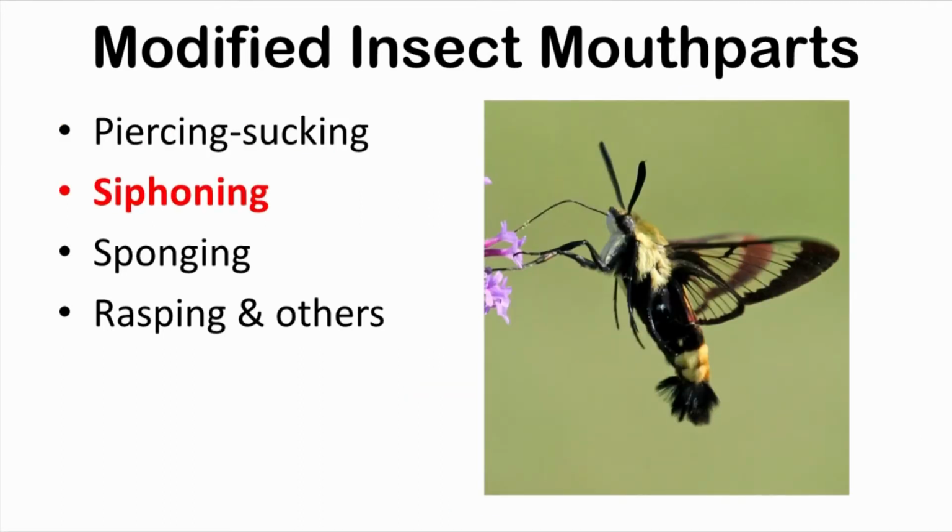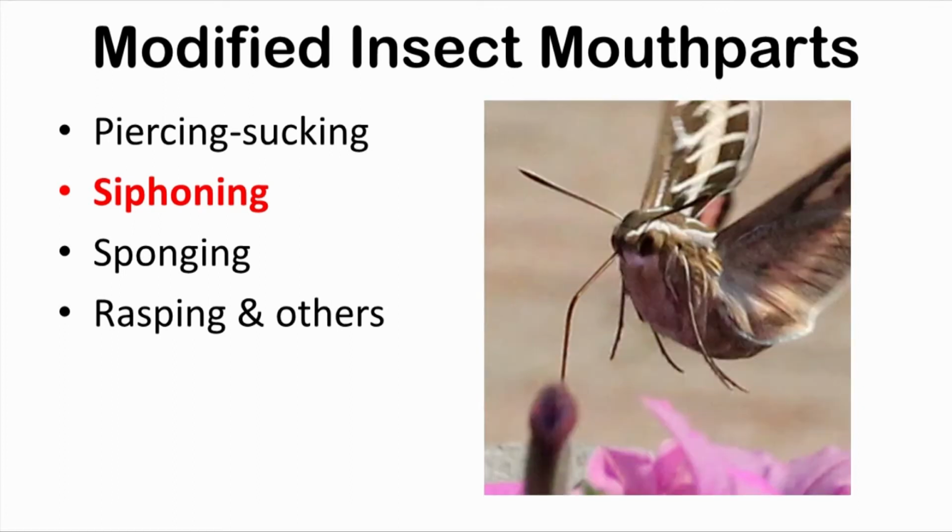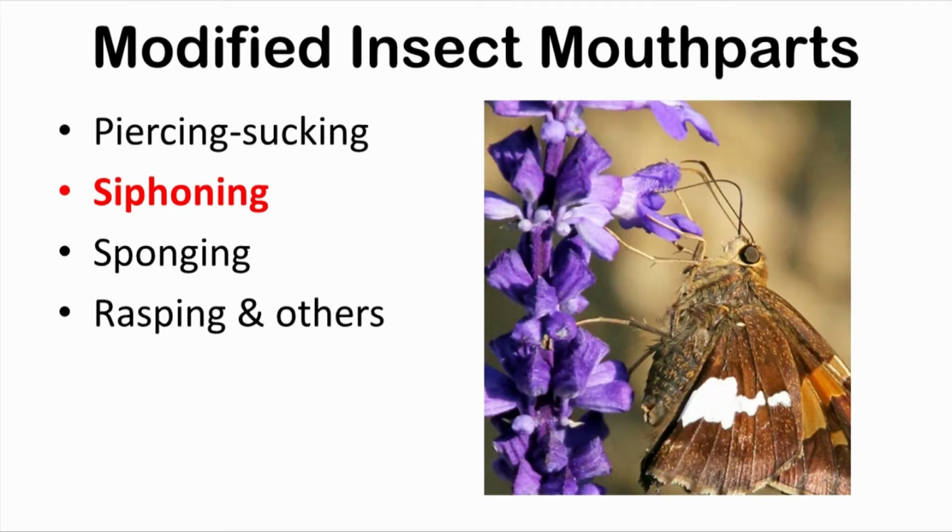Others have a proboscis that is essentially just a long hollow tube, sort of like a straw, for sipping, which can be coiled up when not in use. These siphoning mouthparts are an adaptation to draw nectar from long-throated flowers. Unlike piercing sucking mouthparts, these siphoning mouthparts, which most butterflies and moths have, do not penetrate into plant tissues.